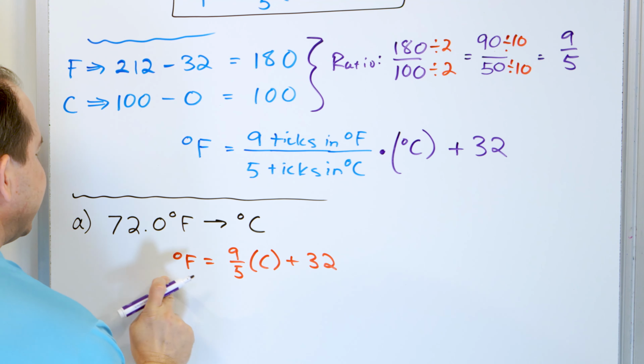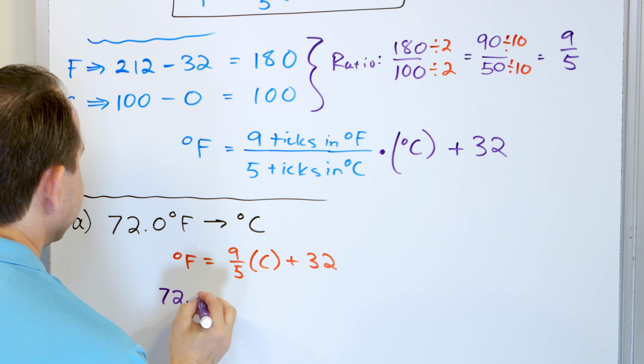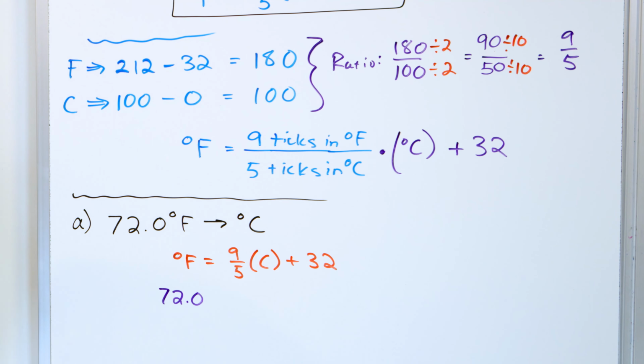So what we do is we take the 72, we put it here, 72.0, because that's actually the Fahrenheit temperature we have.